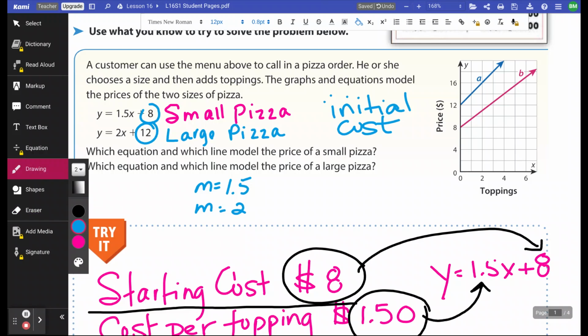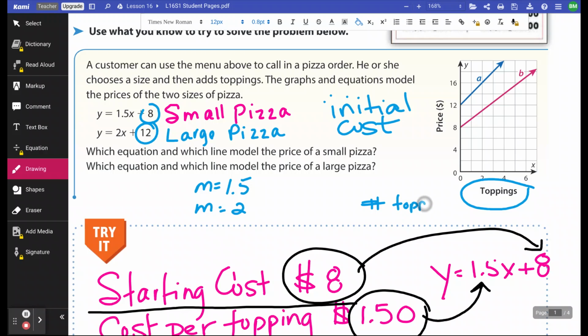Okay, so on the graph, we can see that on the x-axis, we have toppings. Is it the taste of the toppings? Is it the total cost of the toppings? No, it's just the number of toppings that we've added to the pizza, right? Number of toppings. And so that's x.